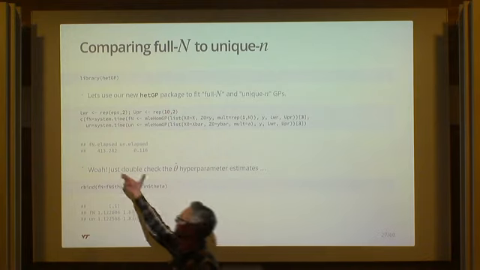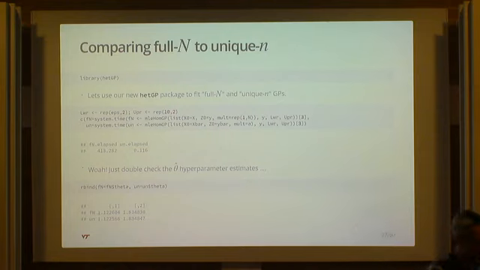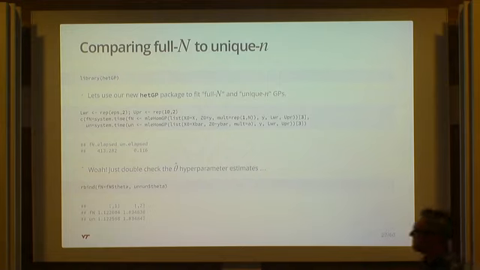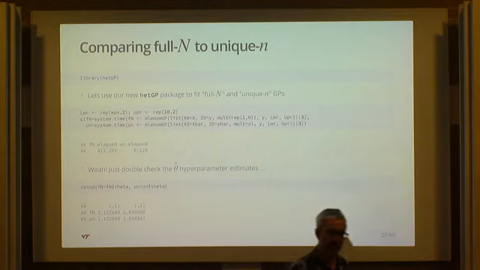And you can see that the time it takes, the differences are stark. Using the fact that you know that there are only 100 unique locations saves you a factor of 4,000. 400 seconds versus 0.1 seconds. It's a pretty big difference. And the estimates of the parameters are identical up to the numerical precision of the quantities that are involved.